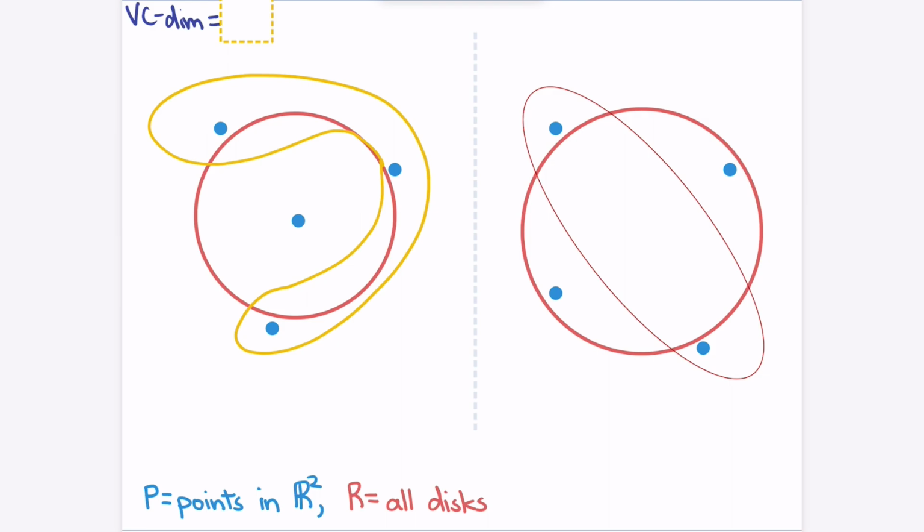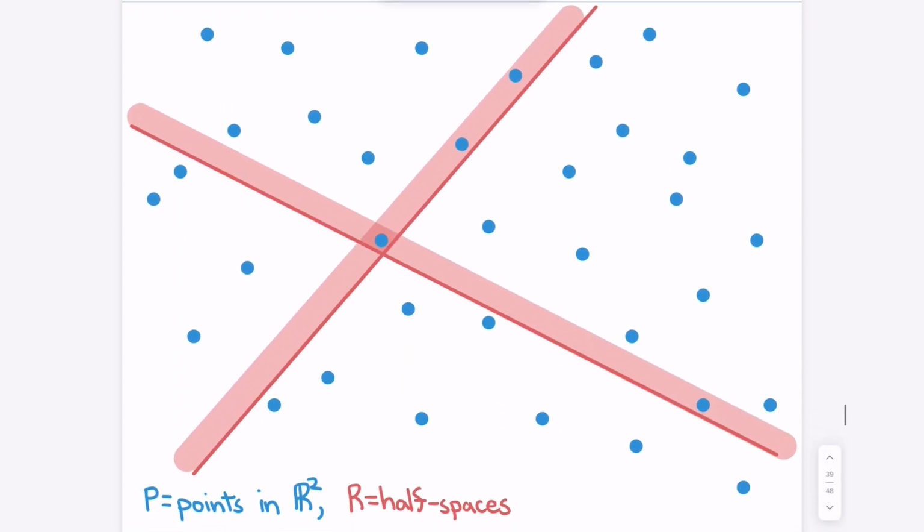Okay, let's see what I wrote here. So I seem to be off by one. Okay, so this should be 3. All right, half spaces. What's the VC dimension of half spaces? Say in the plane. D minus, so this is 2 dimensions.